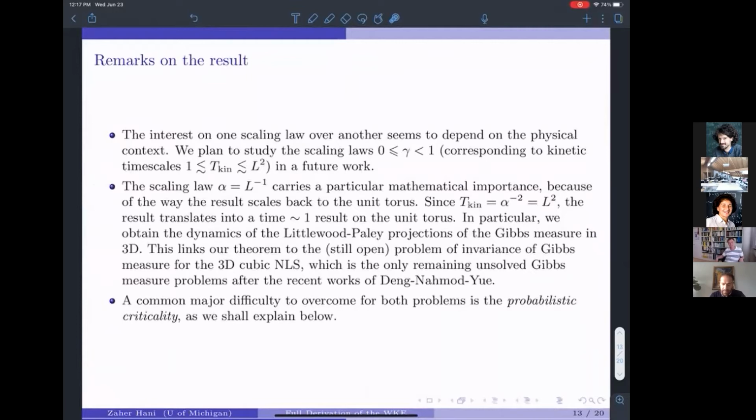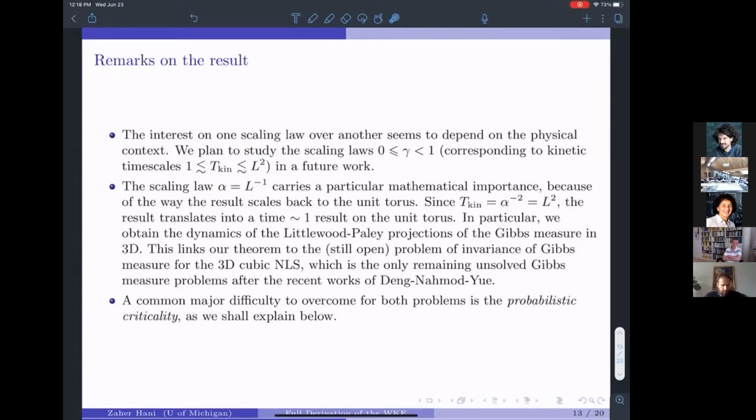The interest in one scaling law over another, as we said, seems to depend on the physical context. Hilberts pointed out to us that there is a particular interest in the scaling law alpha equals L to the minus 1/2, which corresponds to kinetic timescale equal to L, and whose importance comes from the fact that this is related to the inhomogeneous problem. We think that this should be covered under our approach, and we plan to study the scaling laws gamma between 0 and 1 in a future work. This corresponds to having the kinetic timescale between 1 and L squared.